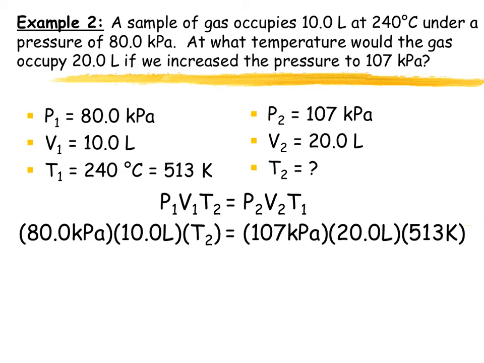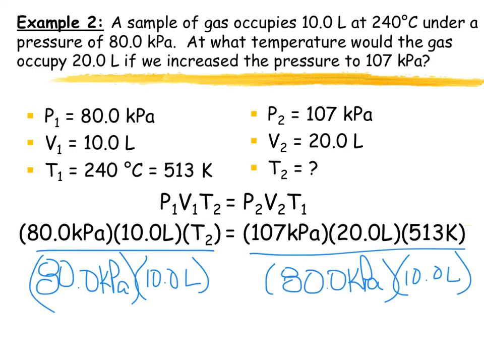Once I've got it all set up, I'm going to try to focus on how to solve for T2. So the first thing I want to do is isolate it, and I'm going to do that by dividing by the 80 kilopascals and the 10 liters. On the left-hand side, the 80 kilopascals cancels completely with 80 kilopascals, and 10 liters cancels completely with 10 liters. So the only thing I end up with on the left-hand side is T2. On the right-hand side, it's only the units that cancel. So kilopascal cancels with kilopascal, and liters cancels with liters, meaning Kelvin would be the unit for my final answer.